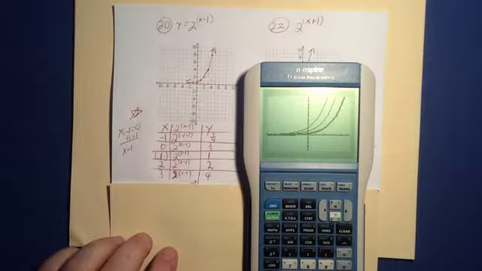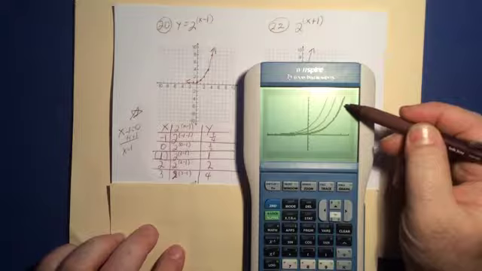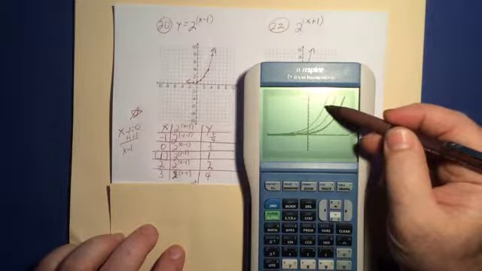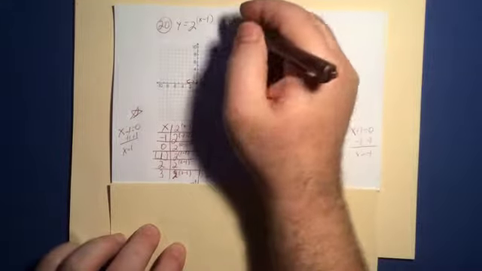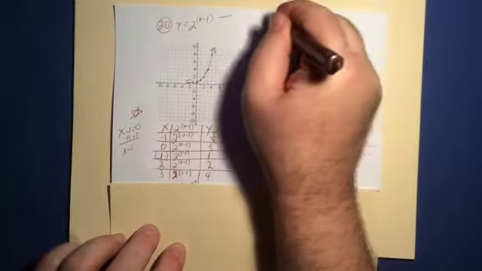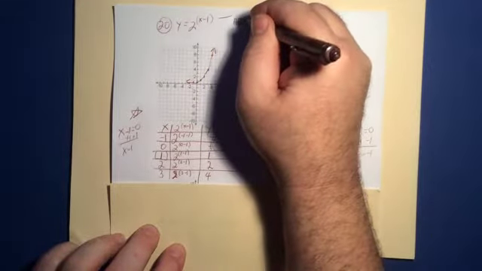So what we can say based on the graph here is, here's the original graph of 2 to the x. Here's the graph of 2 to the x minus 1. And here's the graph of 2 to the x plus 1. What we can say is that when we add or subtract from the value of the exponent, this causes a horizontal shift.